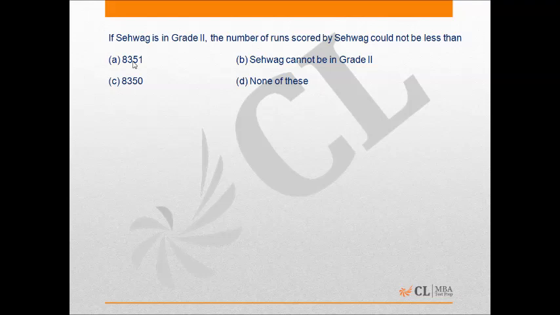It means to cross 10,000 points, Sehwag needs to score more than 8000 runs in all the possible situations, which is not possible. Therefore Sehwag cannot be in grade 2nd, and finding the minimum runs Sehwag needs to score in order to be in grade 2nd is not a possibility. Therefore option B is the correct answer. So that's all about this set.